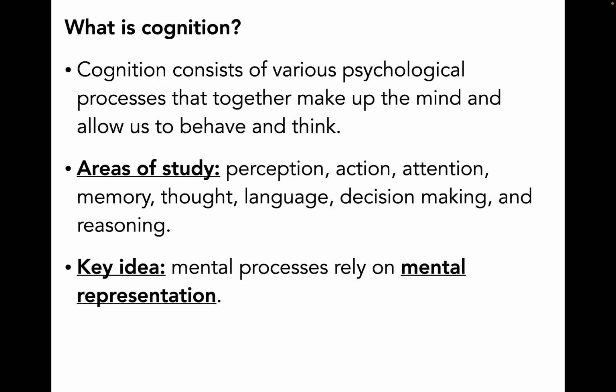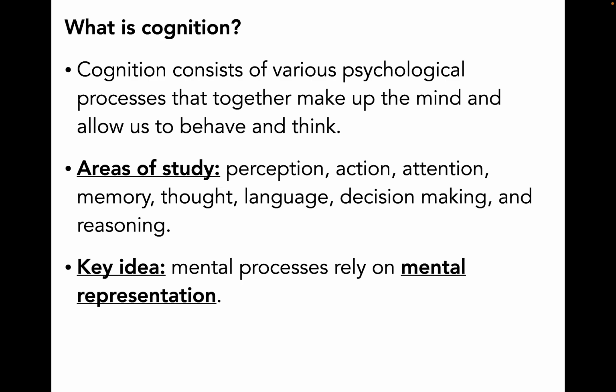Thought and the relationship between thought and language. So we tend to think using language. In this course, we'll talk about that relationship and we'll talk about what language is. And then finally, decision making and reasoning. So how, using all of the information that's available to us, we make rational decisions or not in our world. So these are the various areas of study within cognitive psychology, and each of these components makes a cognitive human mind.